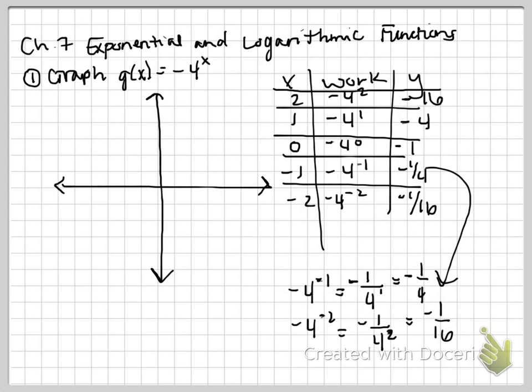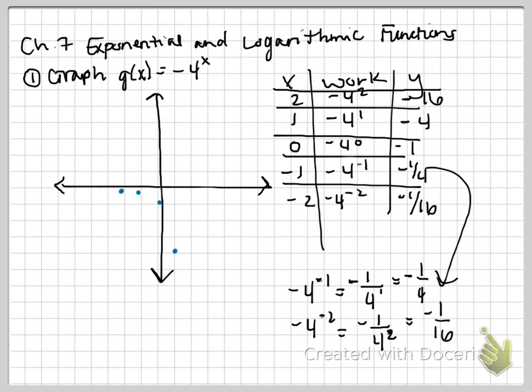2, -16. It's probably going to be off the grid. I'm not going to worry about it. 1, -4. About there? Oops, a little too high. There we go. 0, -1. -1, -1/4. About there. -2, -1/16. Oops. Getting close to 0, but not actually crossing the x-axis.